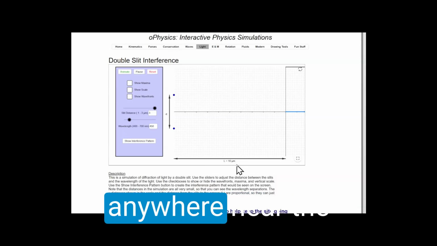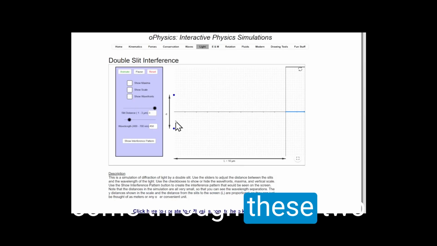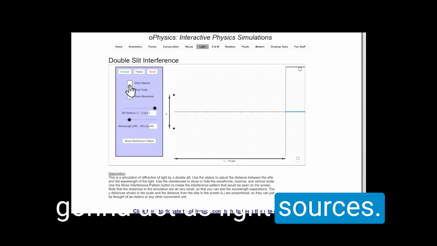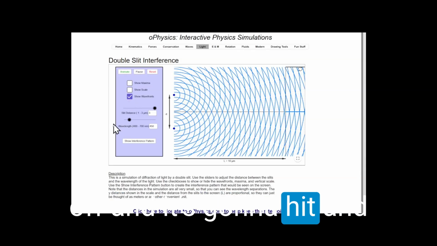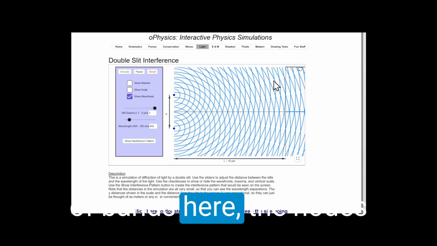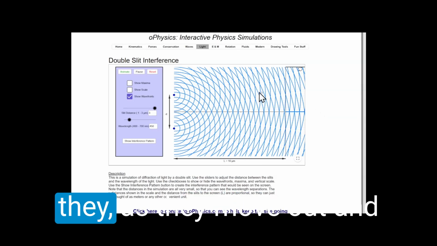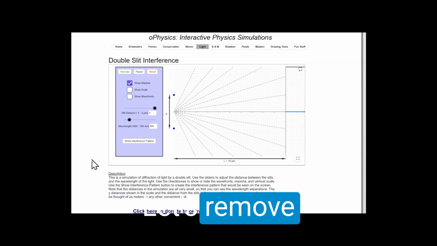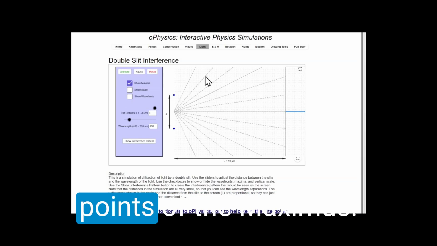So obviously it's not anywhere near the scale that we have, but the light source is going to come through these 2 openings here, and these are going to act as light sources. So let's fire the laser off, and it's going to hit, and it's going to interfere. So you'll see these sort of bands here, the nodes and the antinodes, as they move out and interfere with each other. So let's remove the wave fronts. So this is a sort of a loci of points of the maxima.